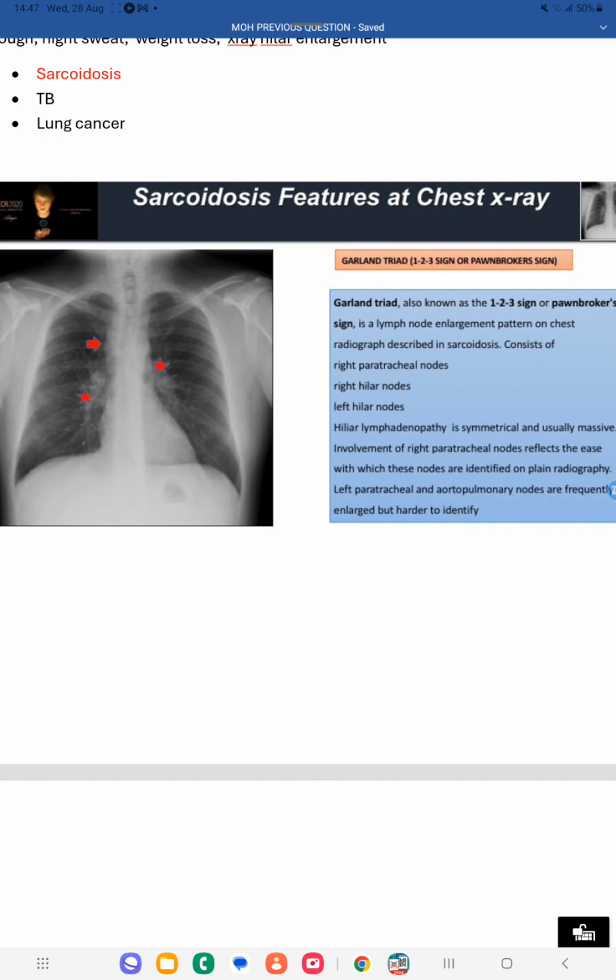So which nodes are enlarging? Right paratracheal node, right hilar node and left hilar node. So these 3 areas are getting enlarged. This is the main typical X-ray feature you can see in sarcoidosis. This is known as Garland triad, or otherwise known as the 1, 2, 3 sign or Pawn-Broca sign. Right paratracheal node, right hilar node, left hilar node: these are the nodes getting enlarged in sarcoidosis.